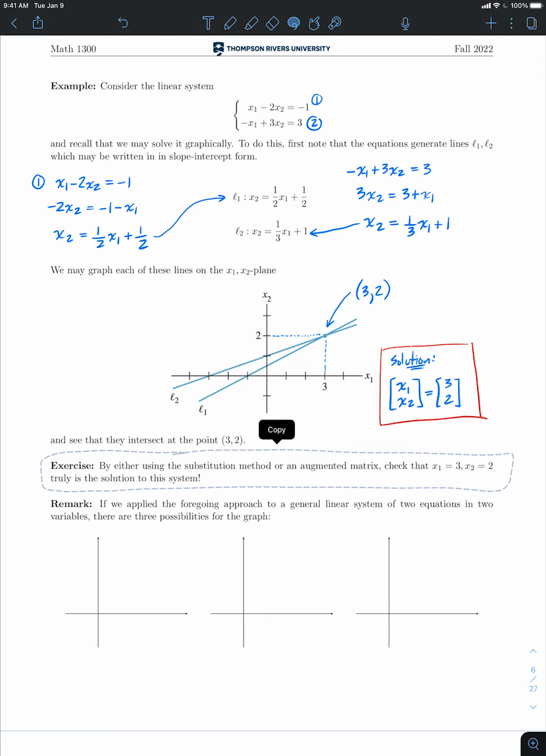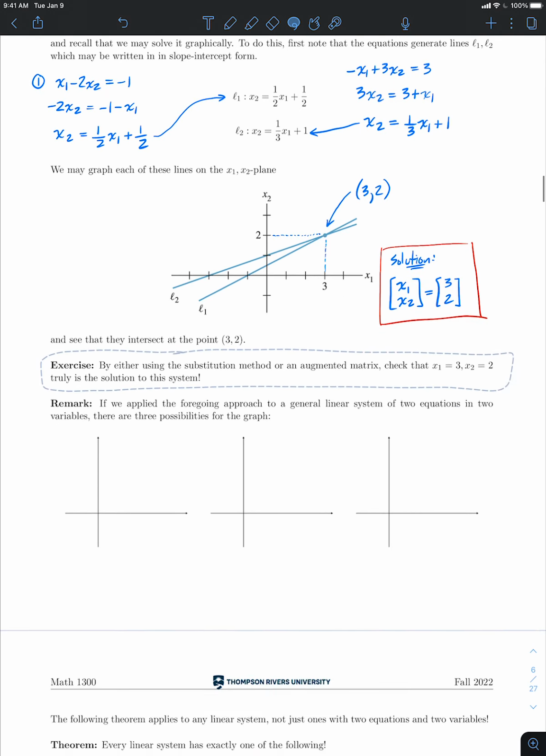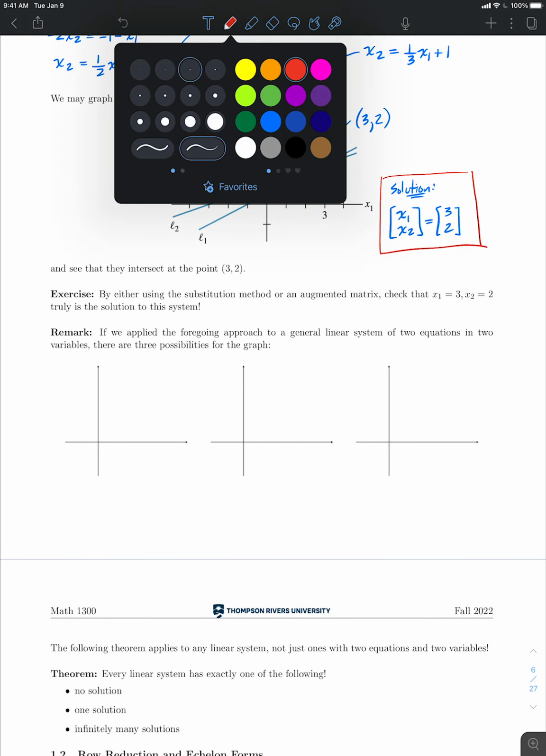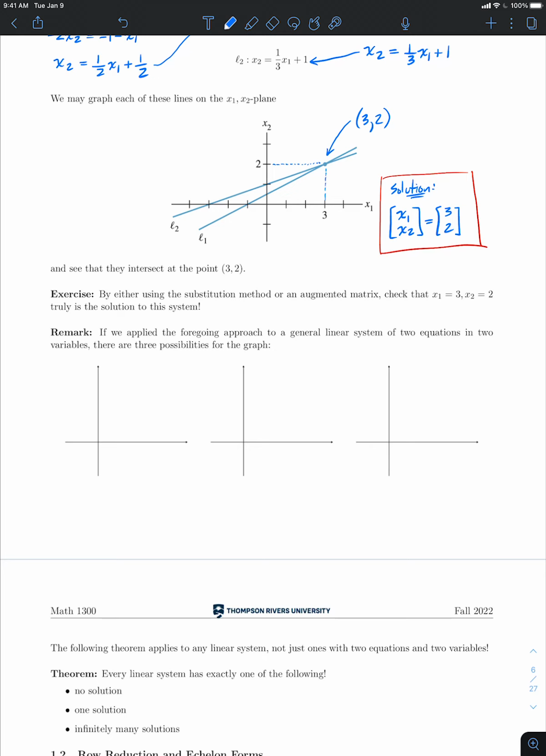So why am I talking about this? Why do we care about this graphical method? Well, let's suppose we tried this with a general system of two equations and two variables. And you notice I've got a few axes down here. And I'm not even going to label the axes because I don't want to make any assumptions or restrictions on what the names of the variables might be.